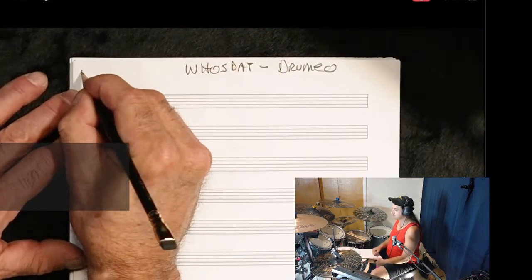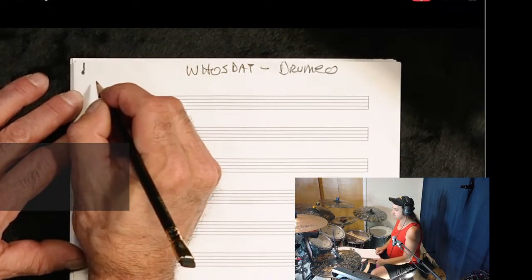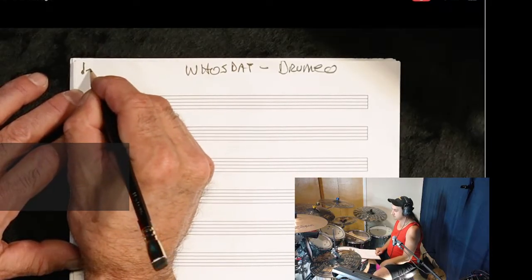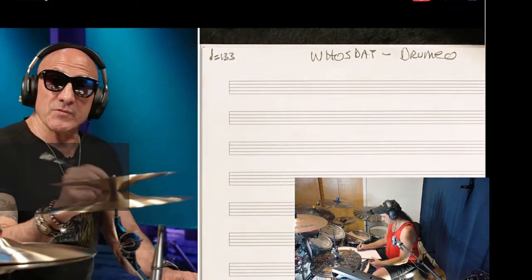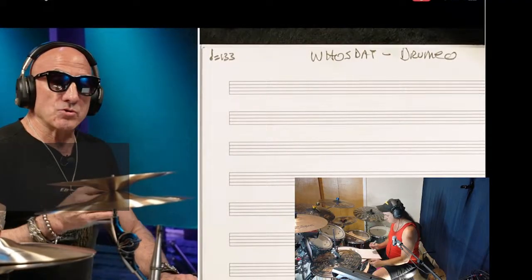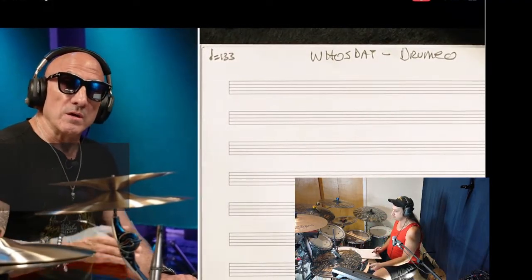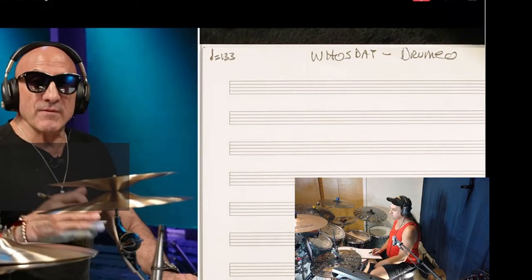So the tempo here, and this is the quarter note, is equal to 133. So I write that down, 133. Sometimes I'll even write the count off. Like, is it 1, 2, 3, 4? Is it 1, 2, 1, 2, 3, 4?